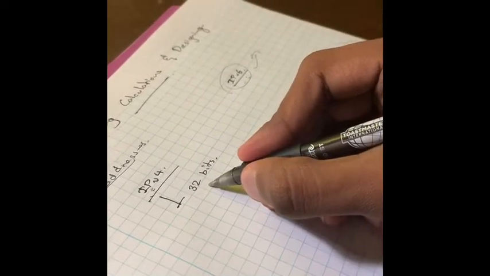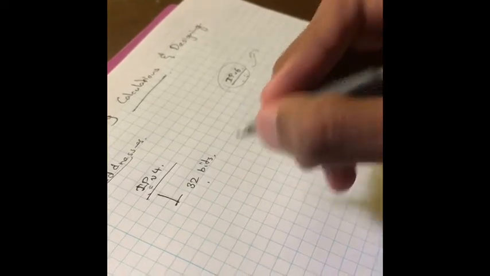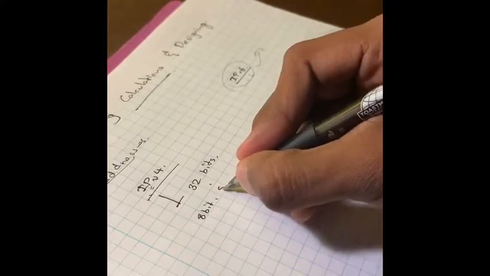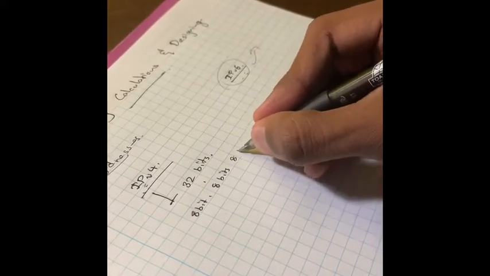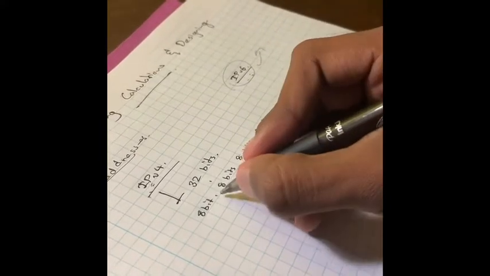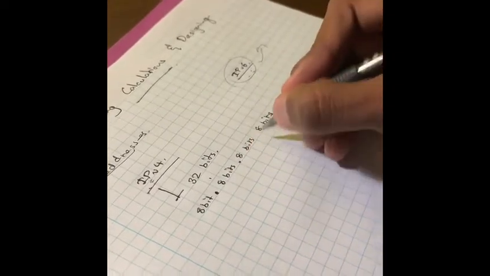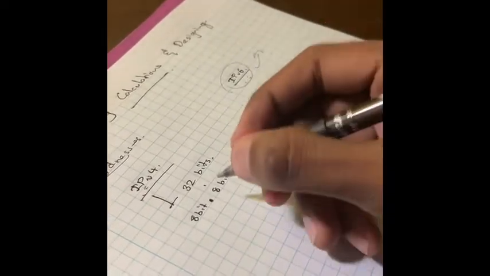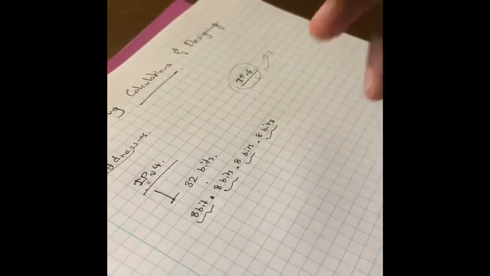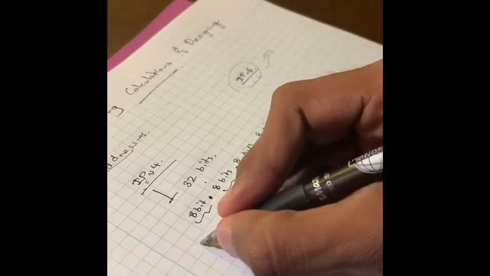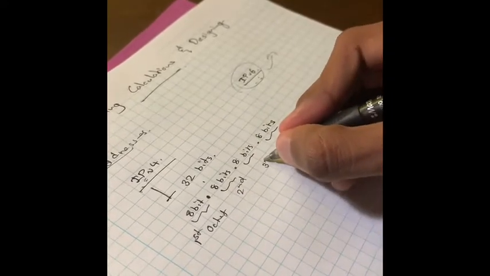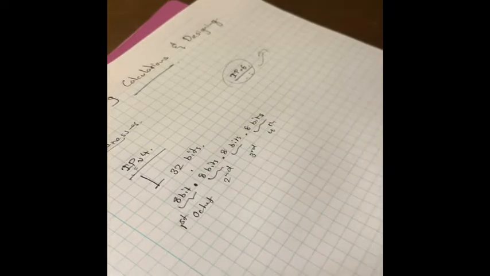IP version 4 is 32 bits long. It's divided into 4 groups of 8 bits: 8 bits, 8 bits, 8 bits, and 8 bits. They are divided by a full stop, a dot. We call each set of bits an octet. So this becomes the first octet, the second octet, the third octet, and the fourth octet.